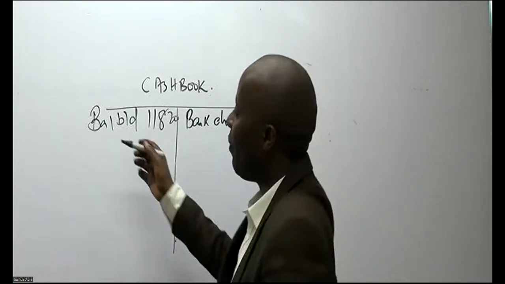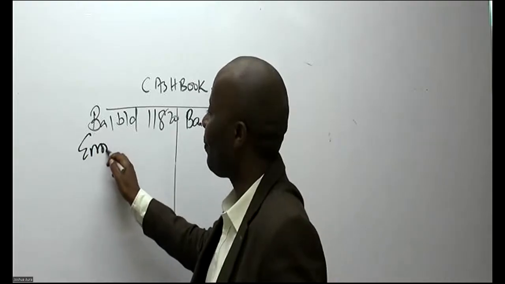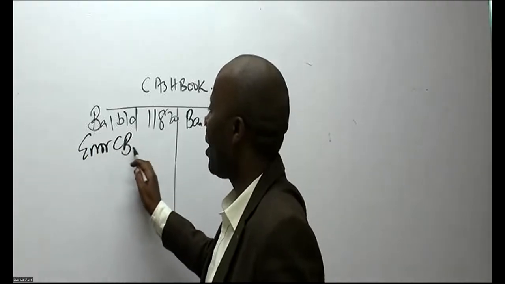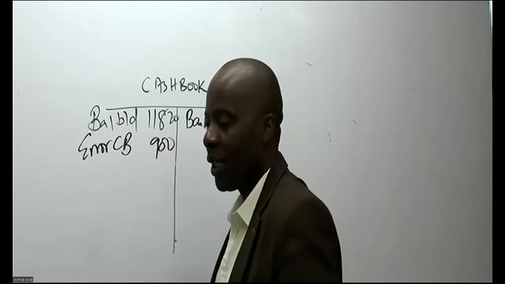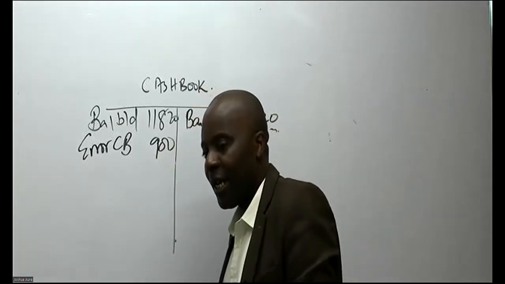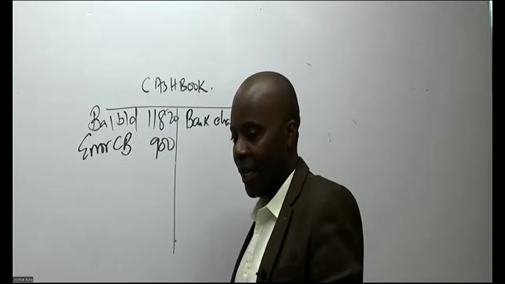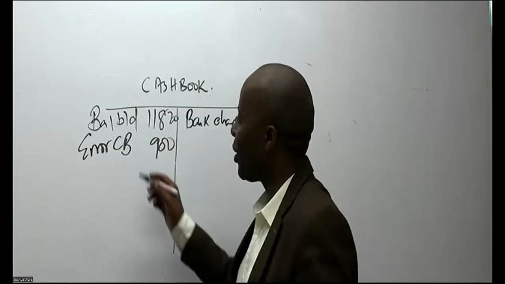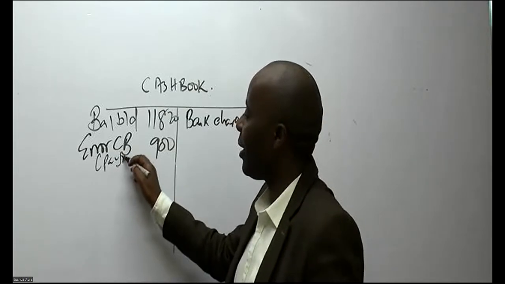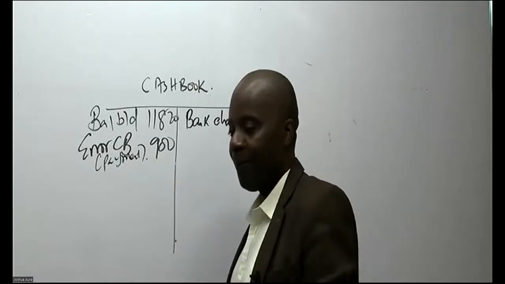So in this case, we have an error in the cash book, Error CB. And the error is how much? 900. Error in the cash book, 900, as pertains to payment.